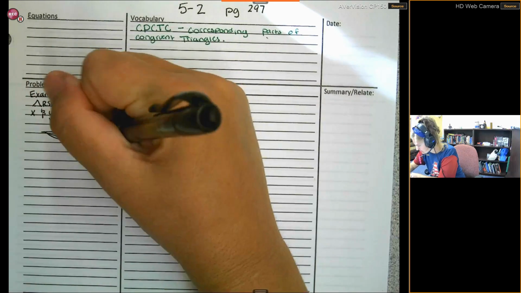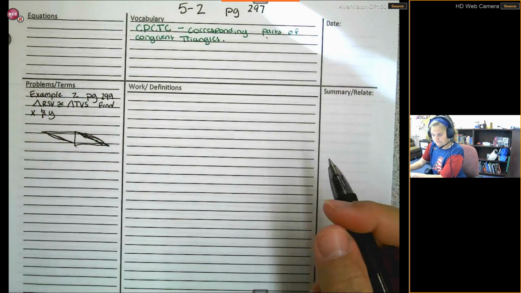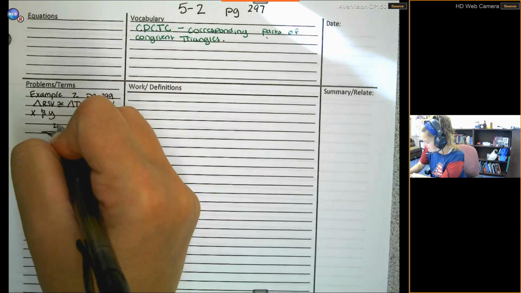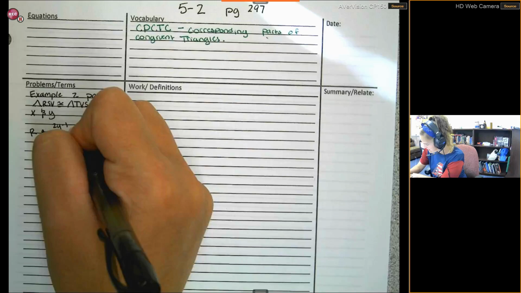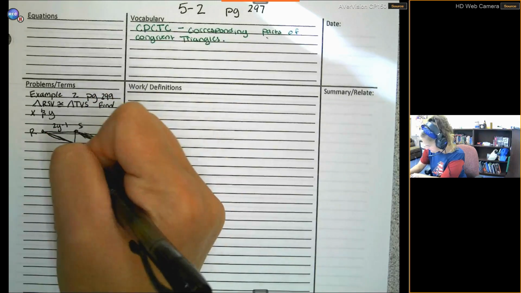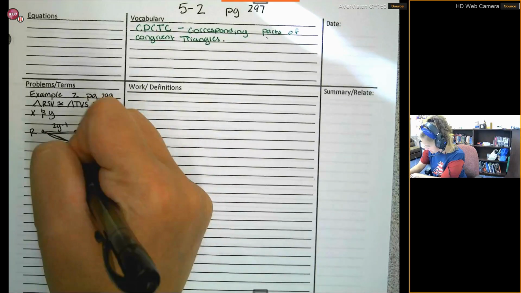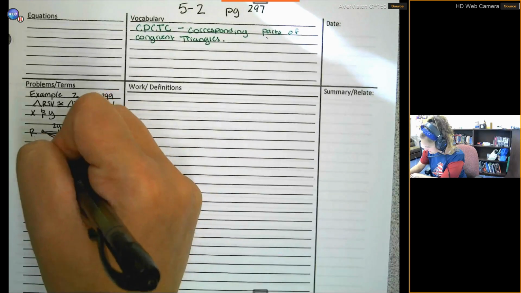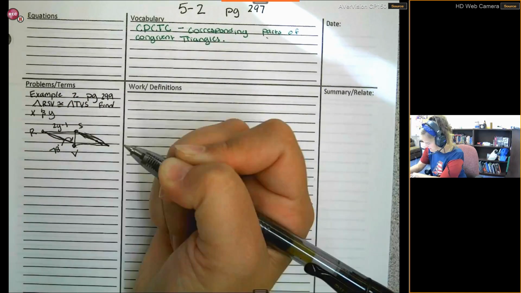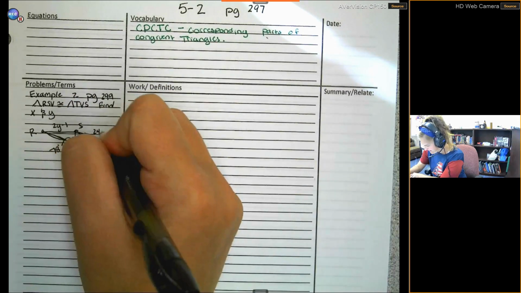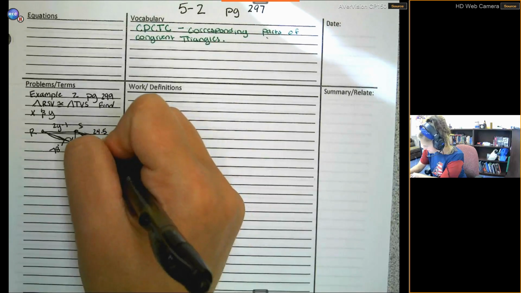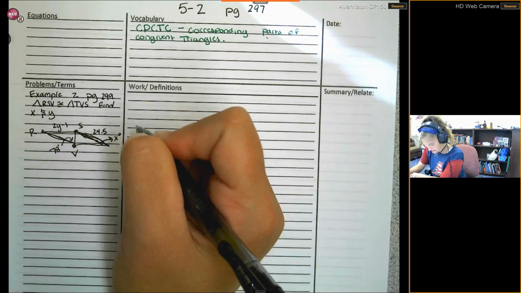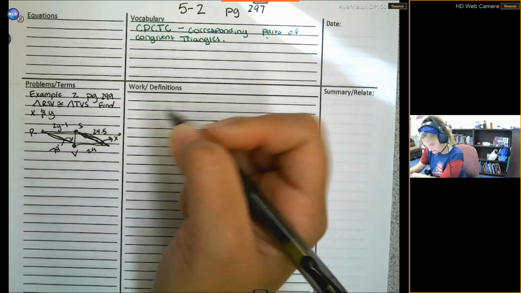Ooh, that is a really bad triangle. So we got 2y minus 1. Oh, I should probably put the letters in. R, S, V, and this is 78 degrees. And then we got 24.5. And this is X. And this is 24.